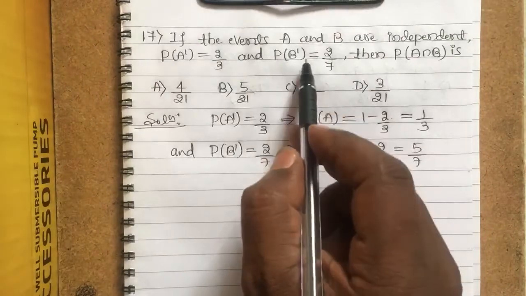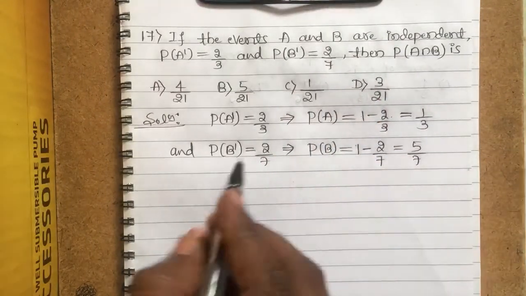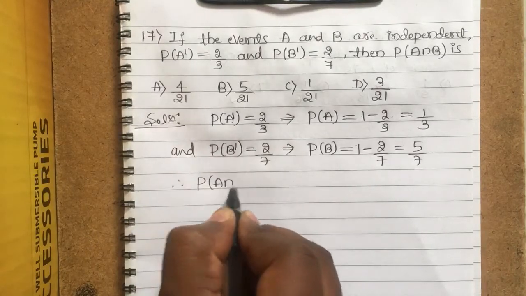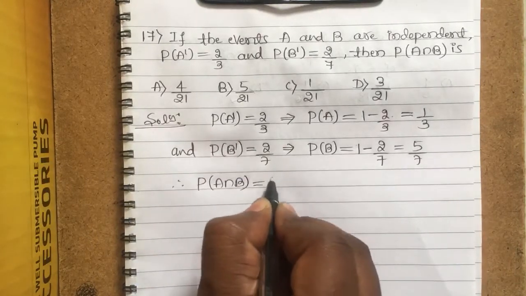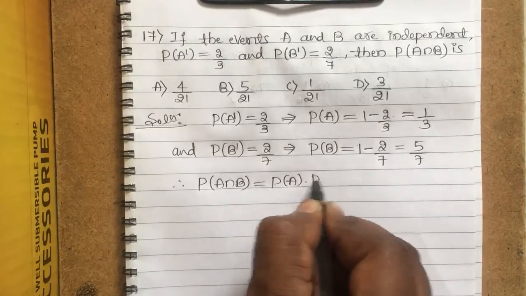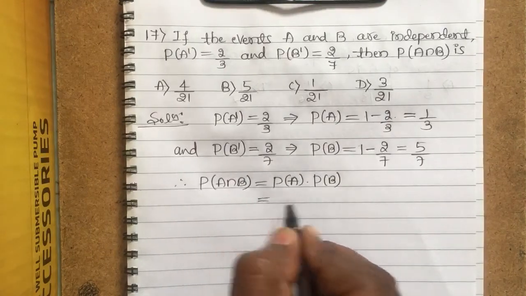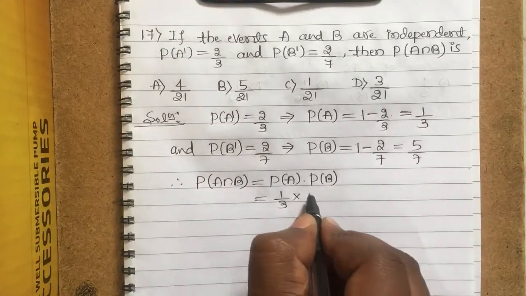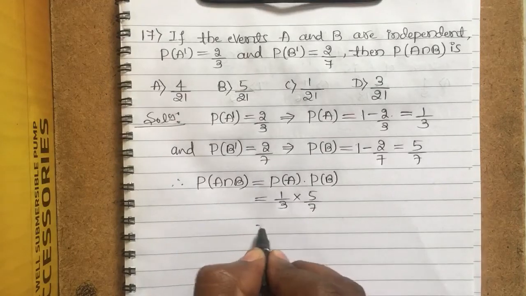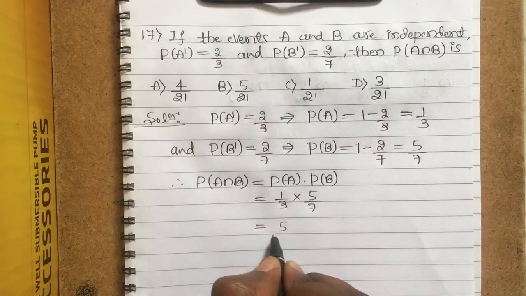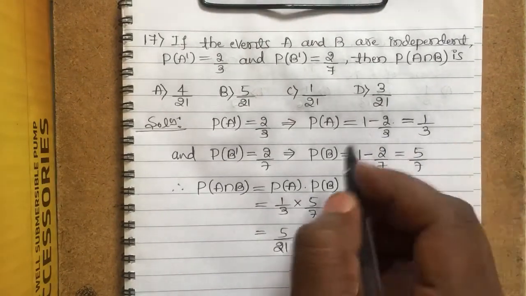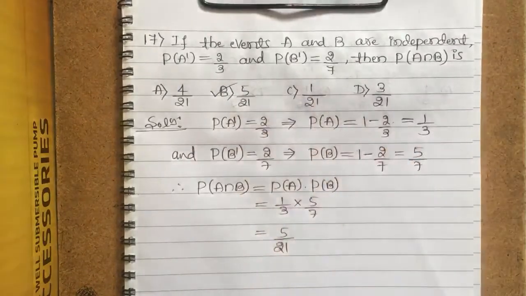He has given A and B are independent events. Therefore P of A intersection B is equal to P of A into P of B. What is P of A here? It is 1 by 3 into 5 divided by 7. So now 5 into 1 is 5, divided by 3 into 7, it is 21. Hence the answer is option B. This is all about the 17th question.